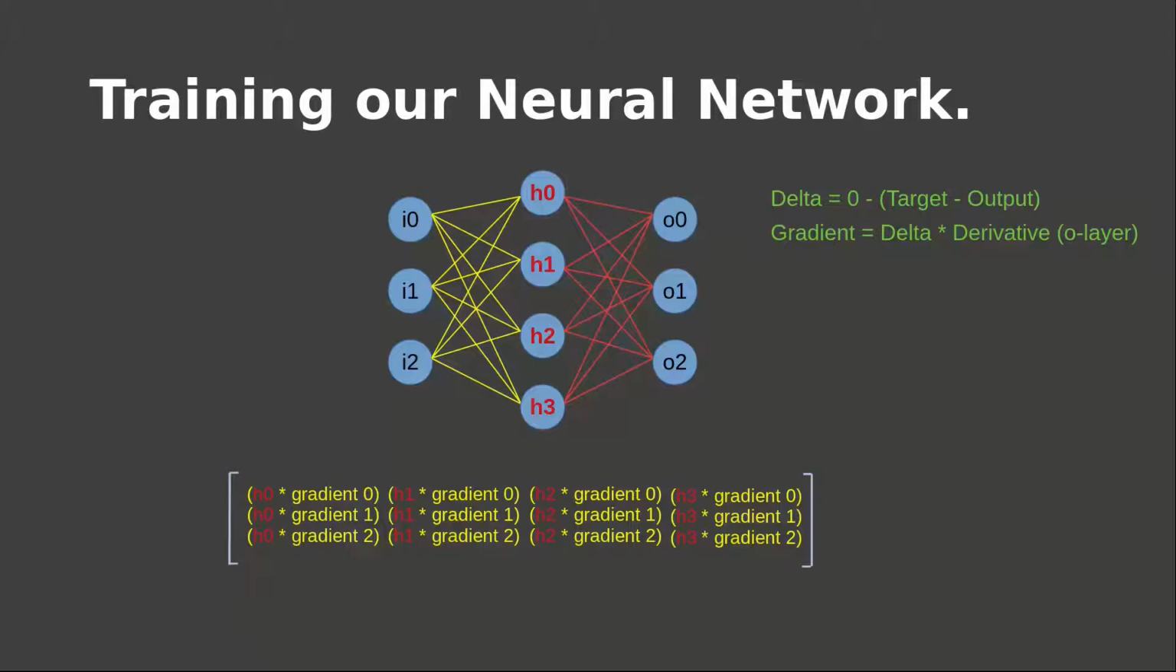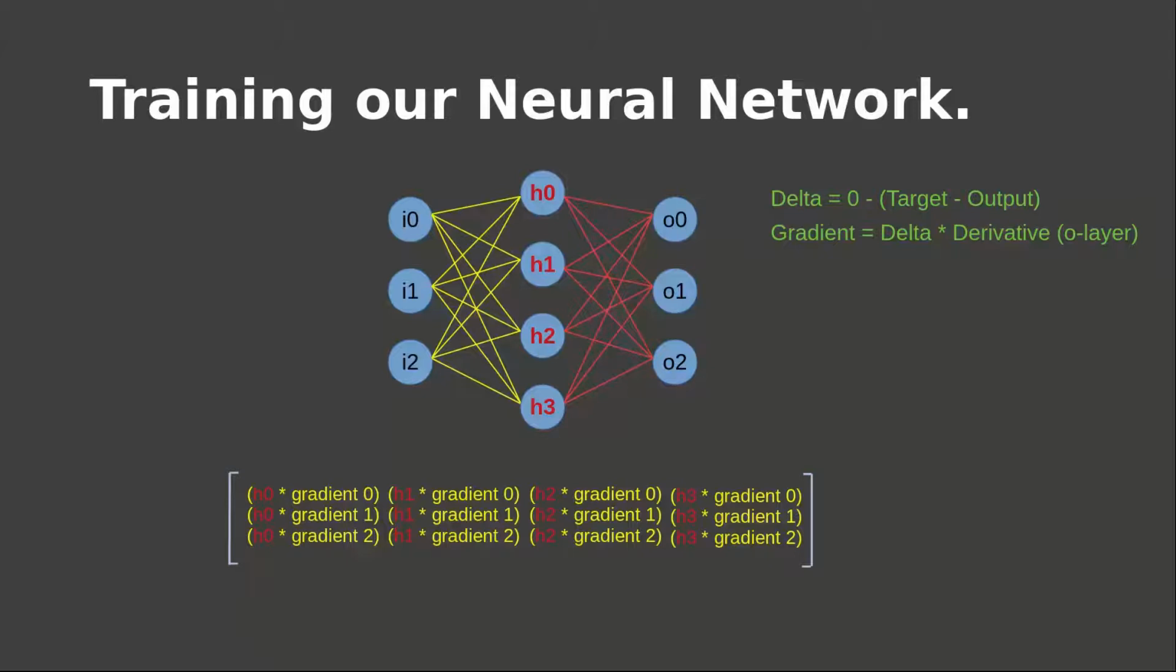So the adjustment matrix is a matrix containing the values for the amounts that we need to adjust the weights in this layer. So what we're going to do is take H0, which is our hidden 0 neuron, and multiply it by the first element in our gradient vector. Remember that delta and derivative and gradient are all vectors.